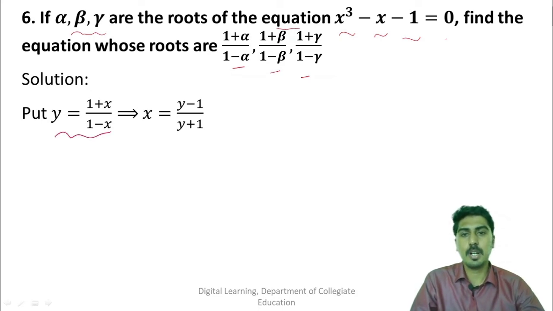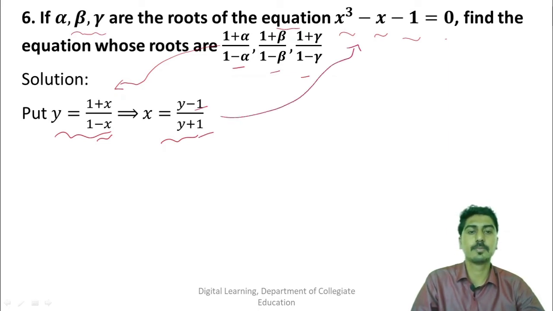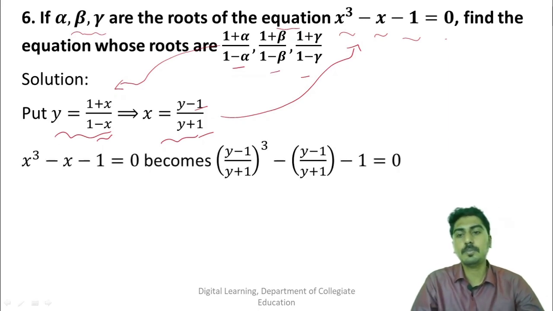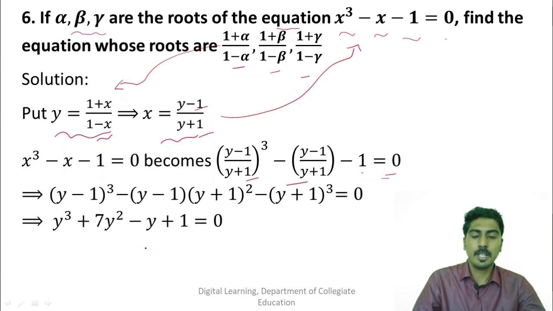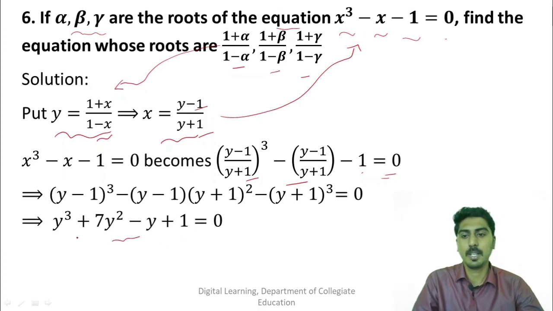You put y equal to (1 plus x) by (1 minus x). Solve for x: x equal to (y minus 1) by (y plus 1). Substitute this x in this equation. You get ((y minus 1) by (y plus 1)) whole cube minus (y minus 1) by (y plus 1) minus 1 equal to 0. When you multiply throughout by (y plus 1) whole cube, you get the required equation: y cube plus 7y square minus y plus 1 equal to 0.